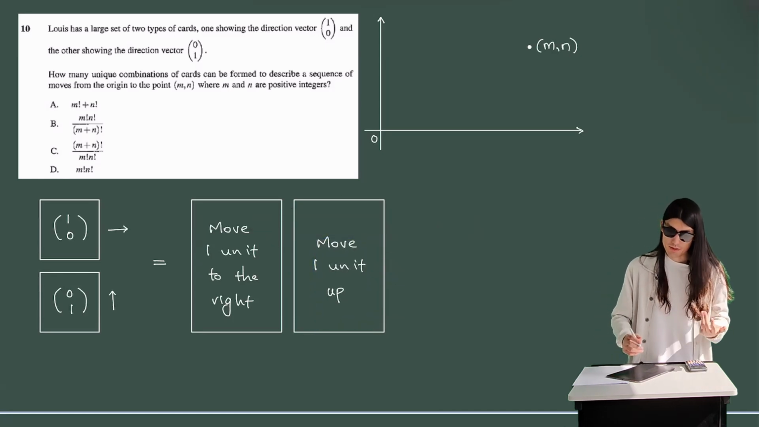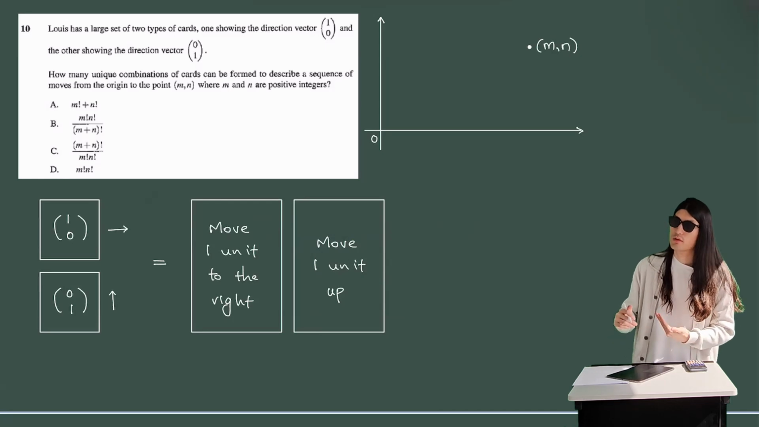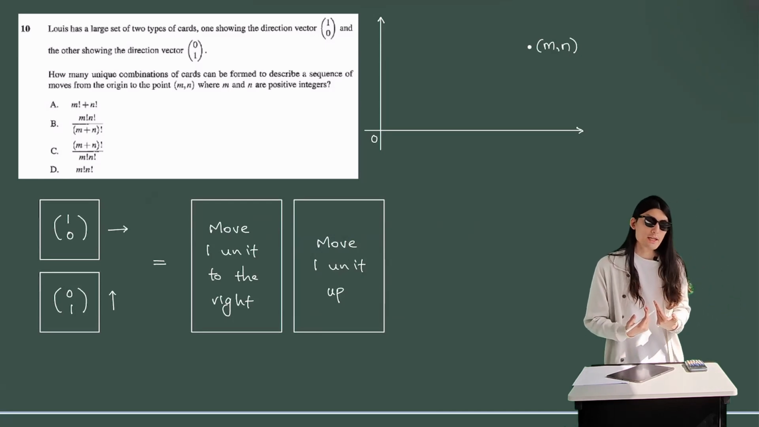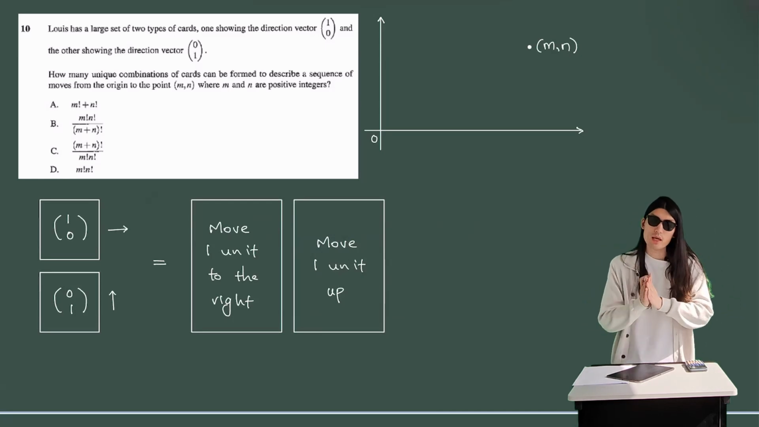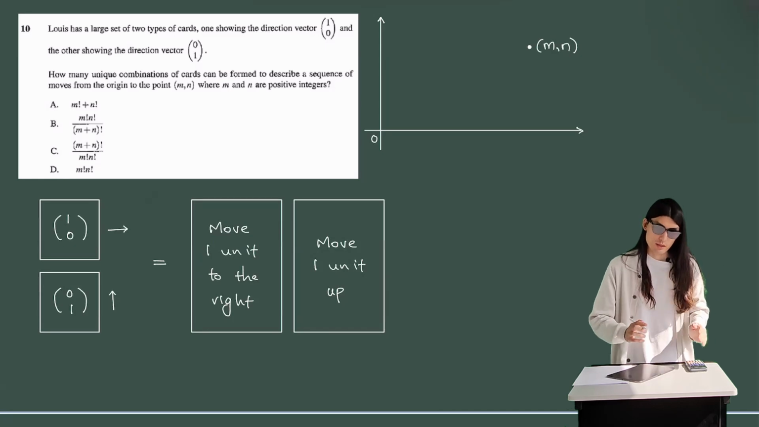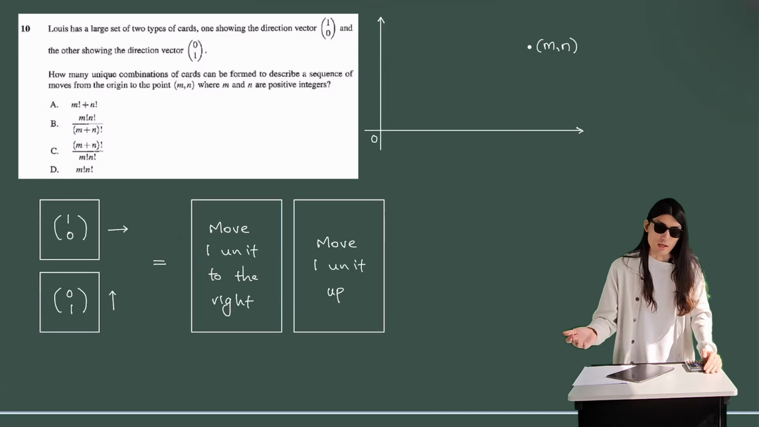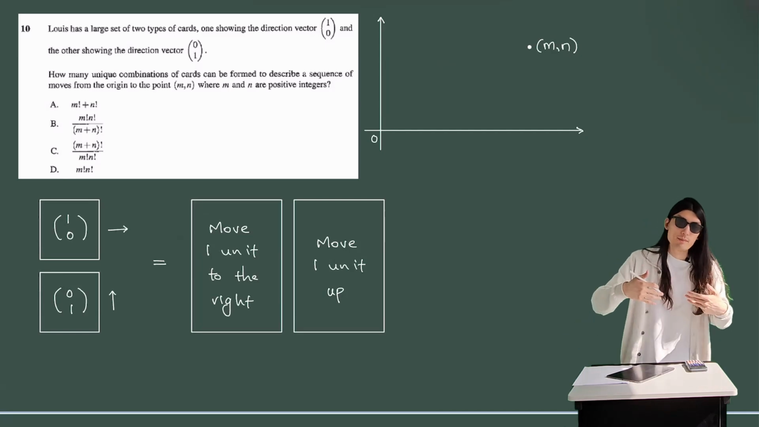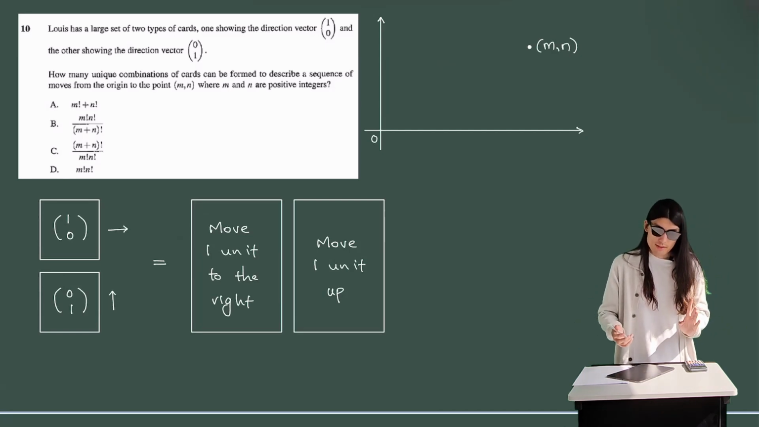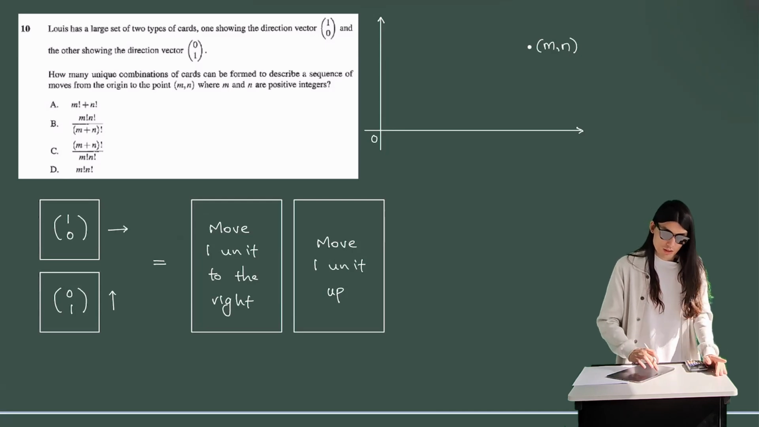And using those two types of cards, you need to make a sequence of moves that takes you from the origin to the point m comma n, okay? So as in you can only move up or right, right? So you go up, right, up, right, up, right, up, right, okay? And then until you get to the point m comma n. That's the idea, right?